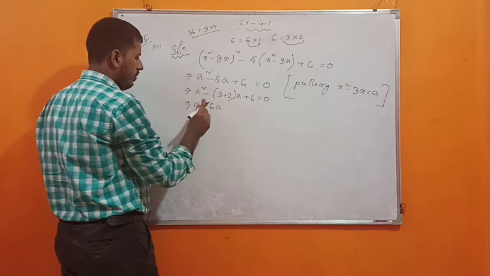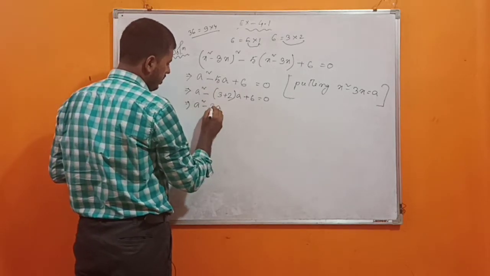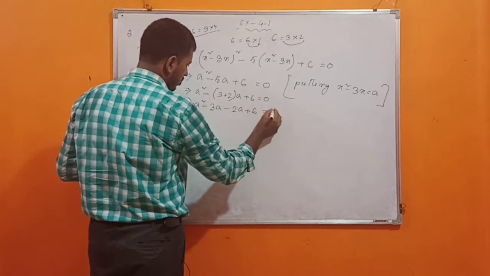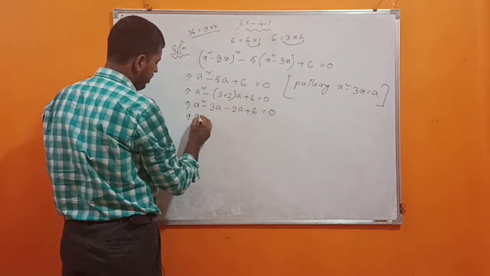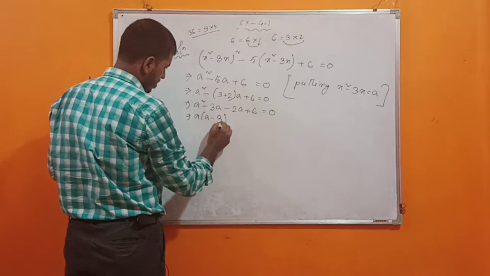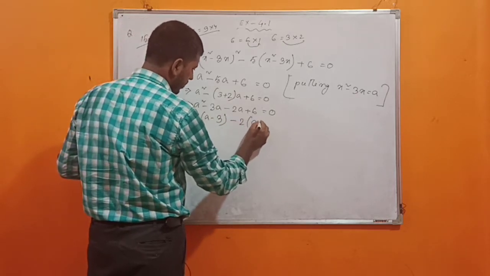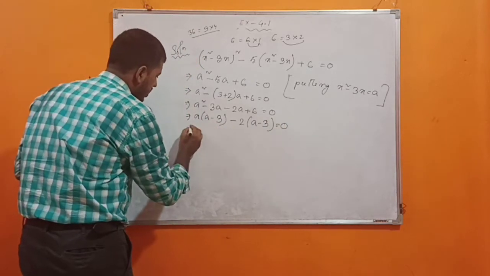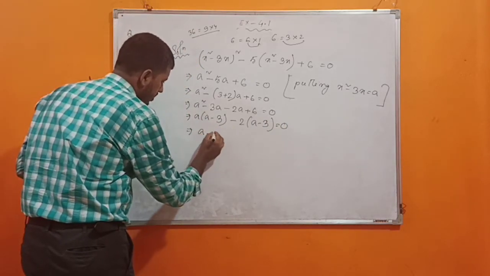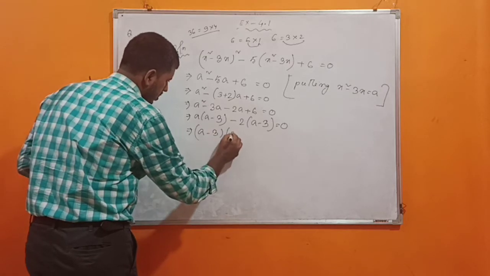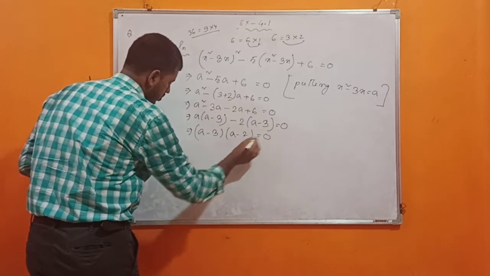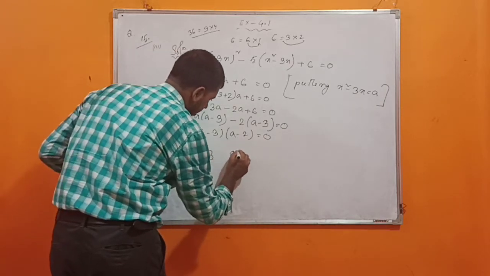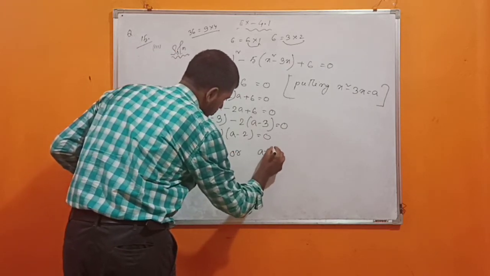Okay. So now I am writing here a square minus 3a minus 2a plus 6 equal to 0. So this will be a into a minus 3 and minus 2 into a minus 3 equal to 0. Okay. Now this can be written as a minus 3 into a minus 2 equal to 0. Therefore, a equal to 3, or, skipping one line, a equal to 2.